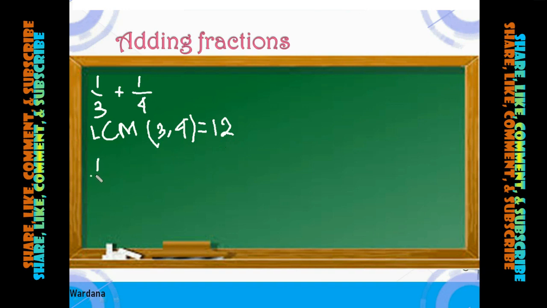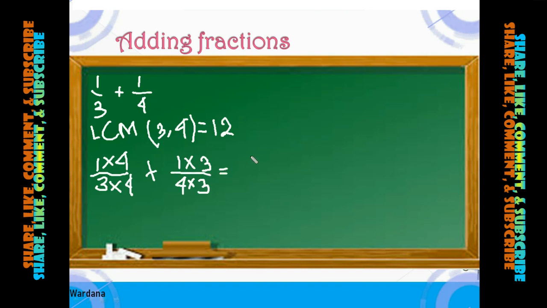So 1 per 3 multiplied by 4. If you multiply the denominator by 4, you have to do same thing with the numerator. So multiply 1 by 4 also. And the second fraction, we have 1 per 4. To get 12, you have to multiply 4 by 3. So if you do like this in the denominator, you have to do same thing with the numerator. So 1 multiplied by 3.